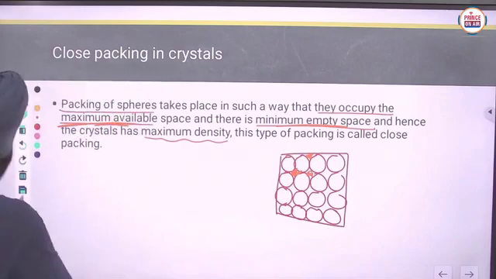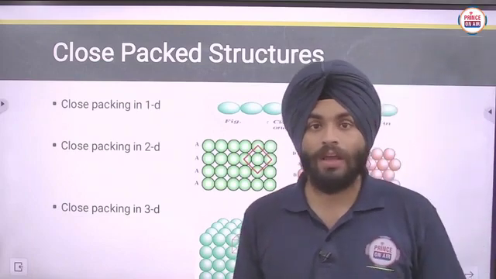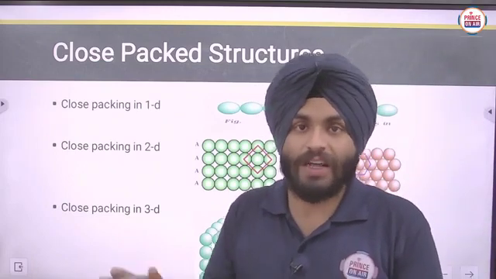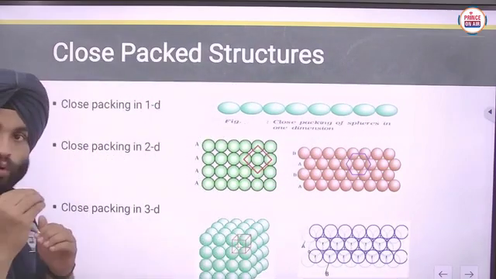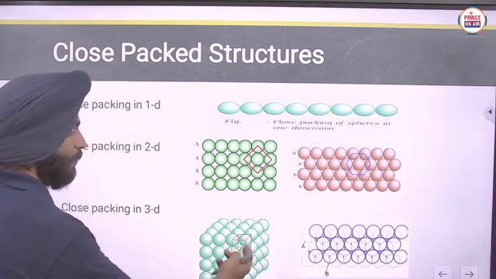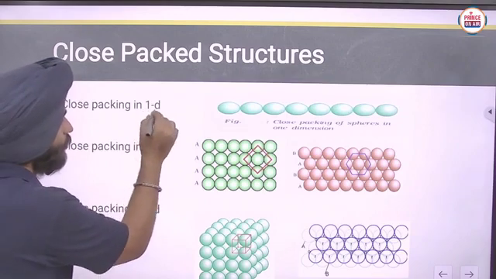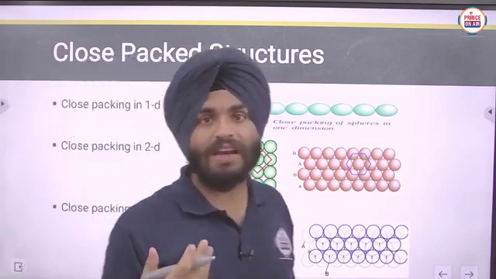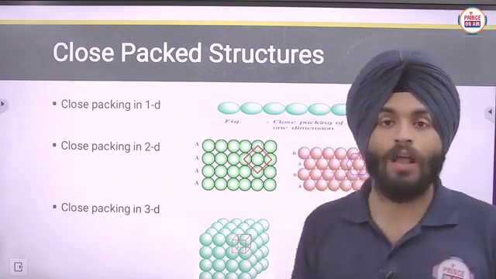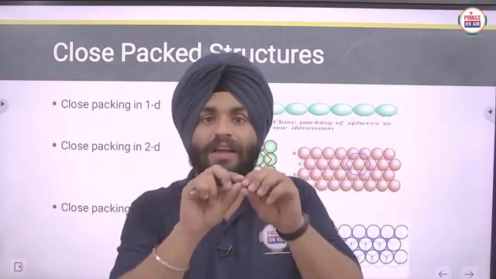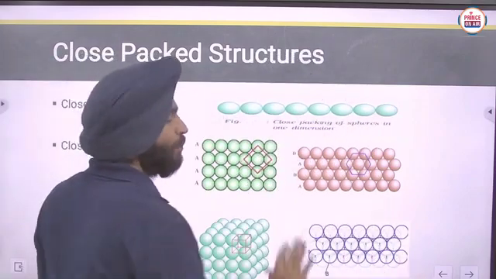Now we have to discuss the types of close packing, in 1 dimension, 2 dimension, and 3 dimension. The most important will be 3 dimension. Step by step, we first have to clarify the concept, so firstly we will discuss 1D, afterwards 2D, then we will move on to 3D. So firstly, what is 1D? 1D is one dimensional, which means the particles are arranged in a single linear line.